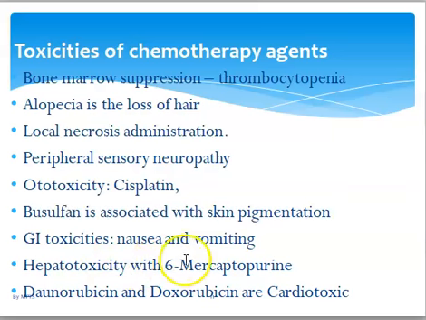The others are hepatotoxicity and cardiotoxicity. Now remember, I've explained them at once, but you have to replicate these for each drug.